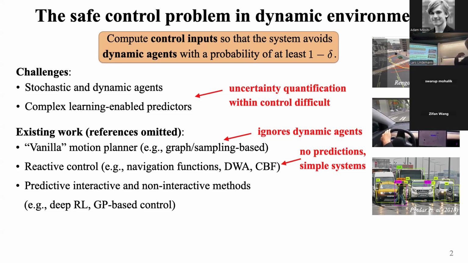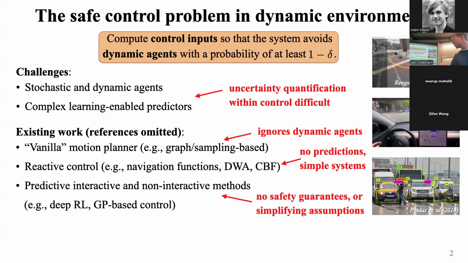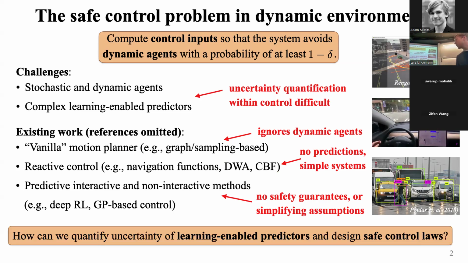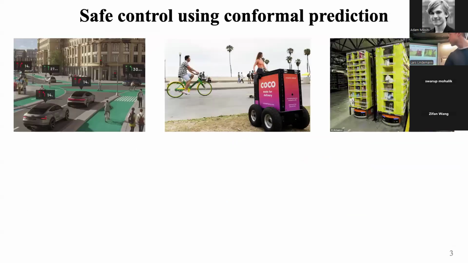And there's a whole zoo of literature on predictive, interactive, and non-interactive methods using deep reinforcement learning, Gaussian process-based modeling and control. And here, usually, you don't obtain any safety guarantees unless you make rather simplifying assumptions. Okay? And we want to ask the question, well, how can we quantify uncertainty of learning-enabled predictors and then design safe control laws, all right?